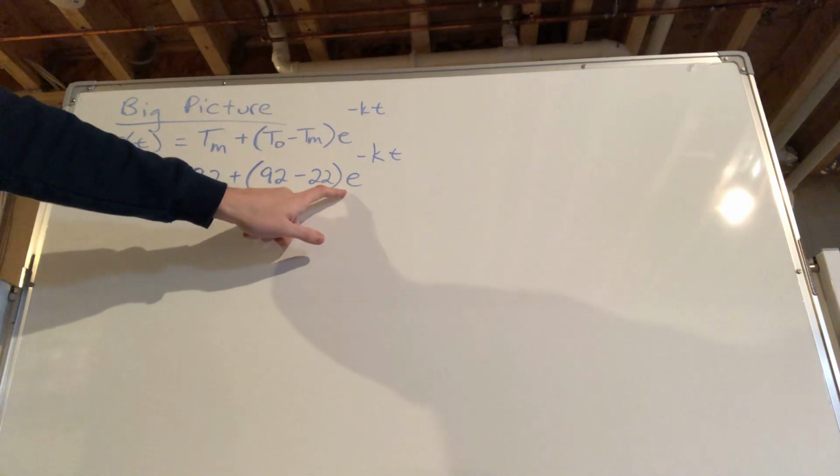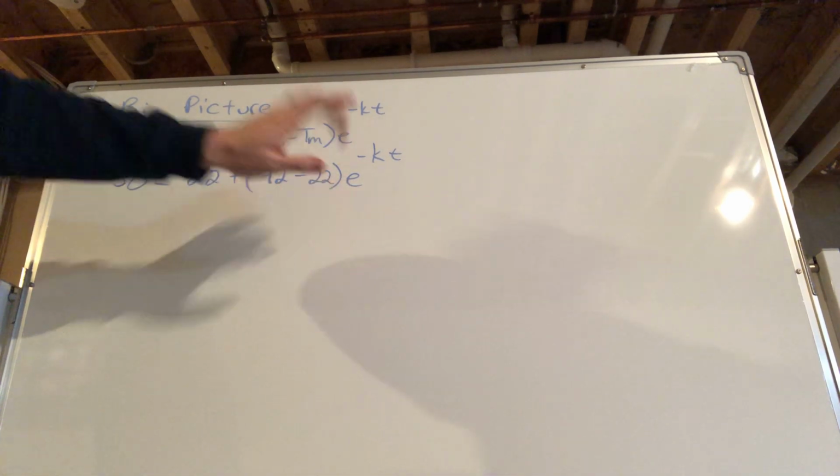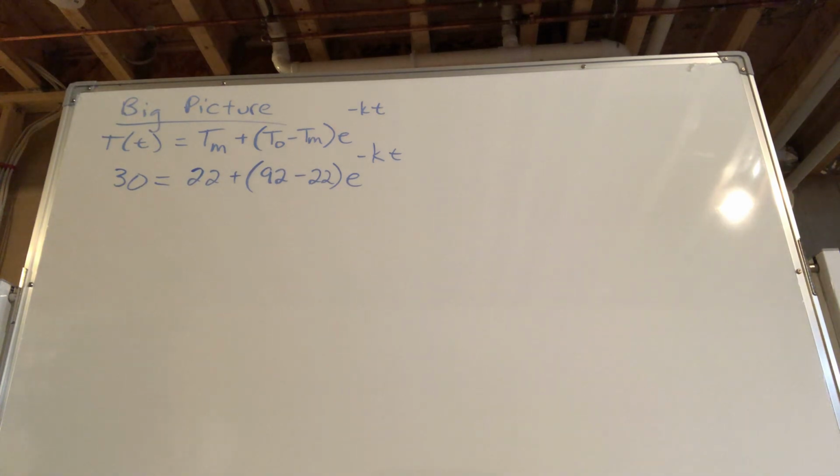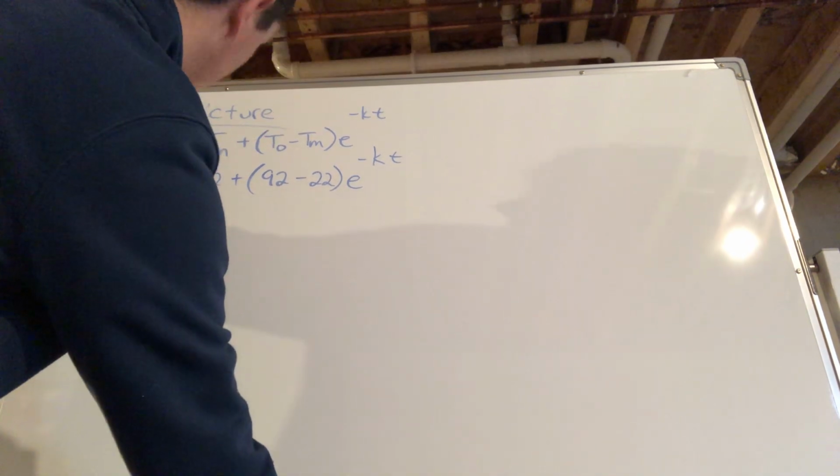This E is the number e. It's not a variable. It's the number e, 2.71..., that irrational number, Euler's number. So I think I might have glossed over that yesterday. Hopefully you guys know what I'm talking about.